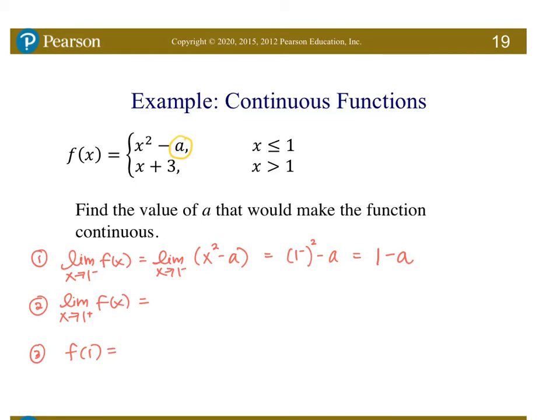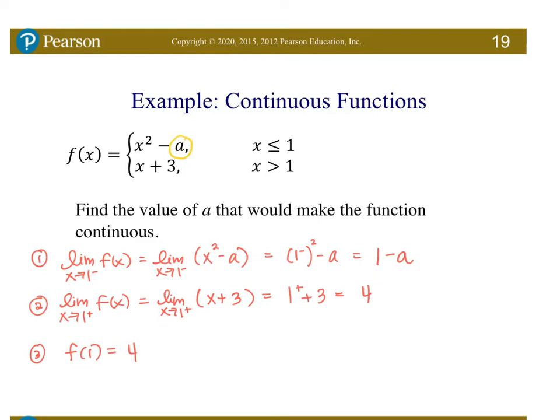For step 2, when we're doing our limit from the right, we'll be using x plus 3. And so we'll put 1 plus into there and we'll add 3. That'll give me 4 plus, or just 4. And then when I'm doing f of 1 exactly, I just plug it right in and I get 4.